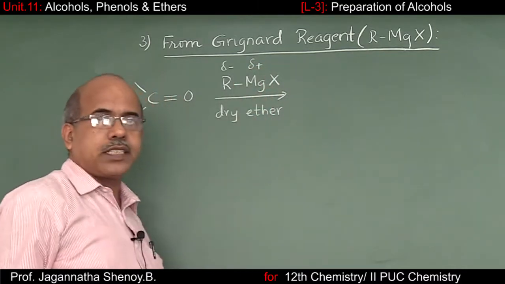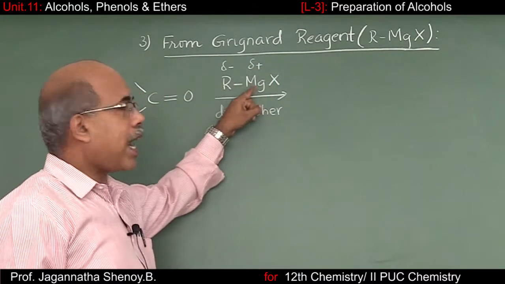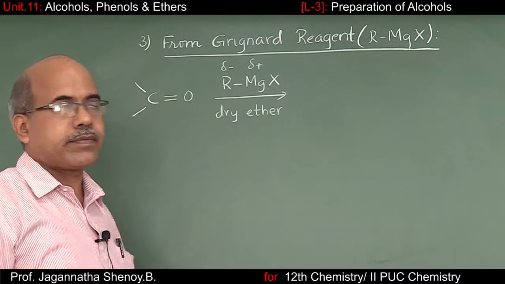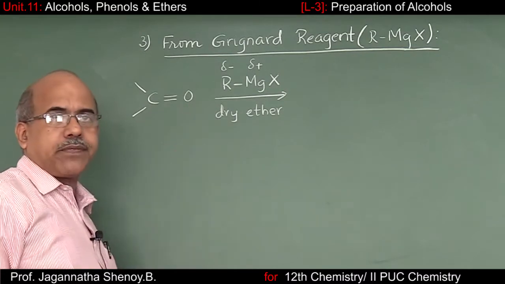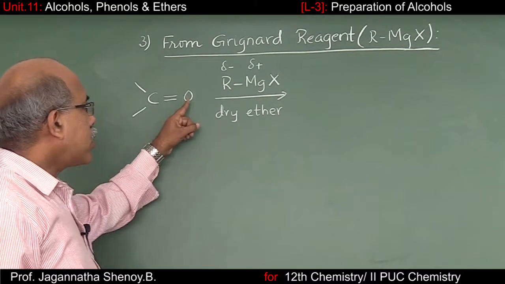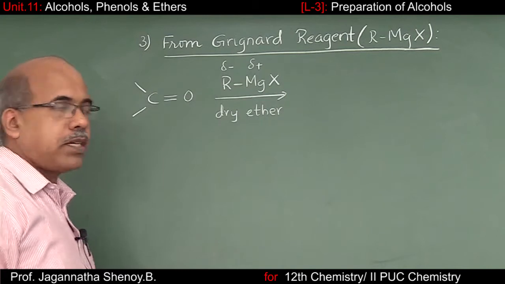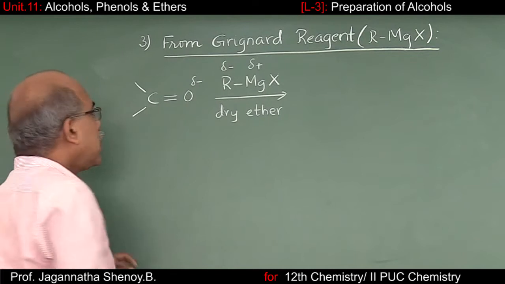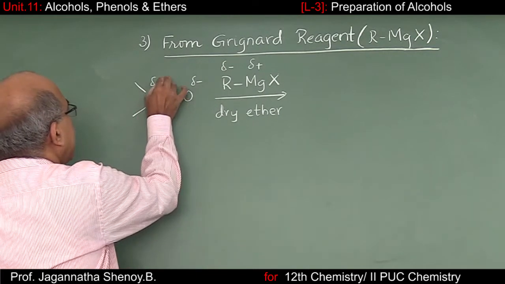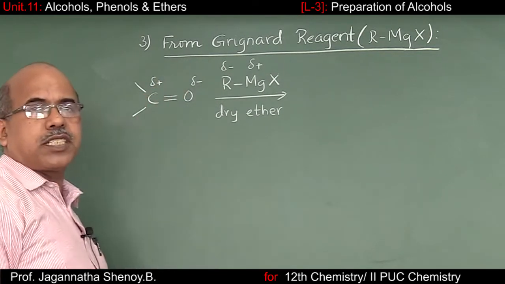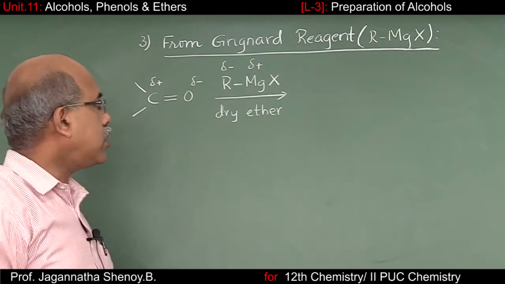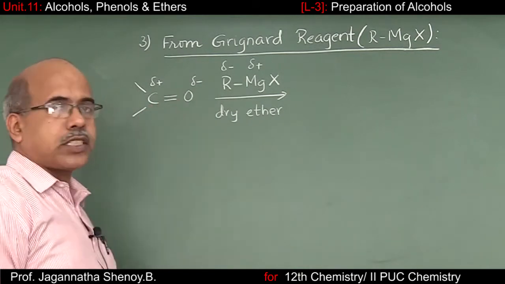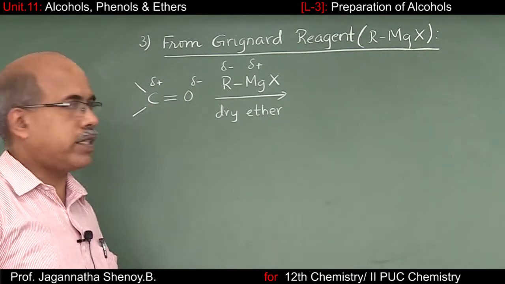Or in other words, the bond between R and Mg is a highly polar covalent bond. Coming to the substrate, the carbonyl compound, oxygen is more electronegative than carbon. That's why on oxygen I'll have a partial negative charge. On carbon there must be a partial positive charge. Now to simplify the entire equation, I'll treat it as if it is an addition reaction across the carbon-oxygen double bond.